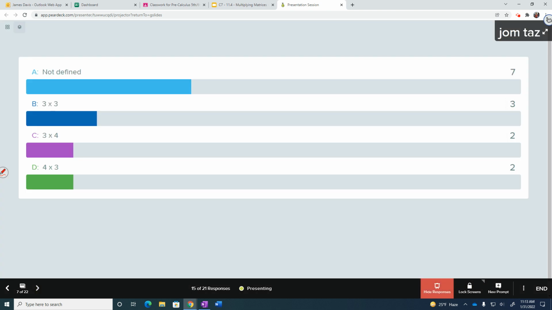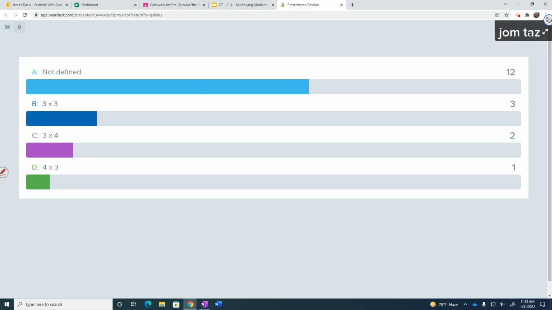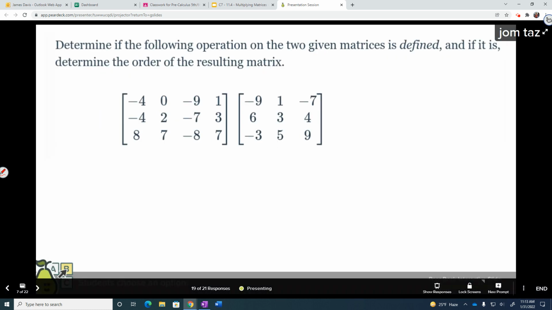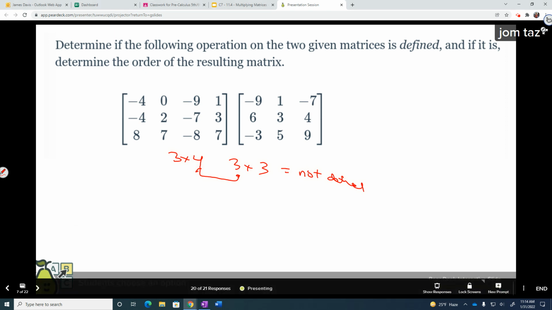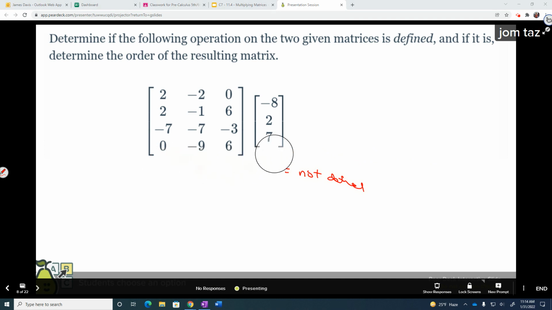All right, so kind of split here. It's like the majority are going not defined. Let's see if we can figure out why. So this one is a 3 rows, 4 columns, 3 by 4. This one is a 3 by 3. These are not the same, right? So this would be not defined. So look at the 2 inner ones. These are not the same, so we don't have to worry about the answer. It's just not defined. Let's try this one.